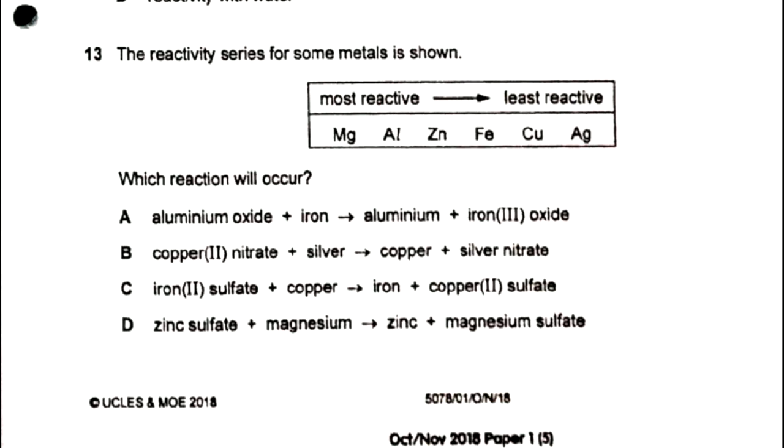Okay, reactivity series. Which reaction will occur? So we want to find out which one will replace something else. 13. Most reactive is magnesium, right? So it will replace the zinc because zinc is less reactive. So this one will occur.